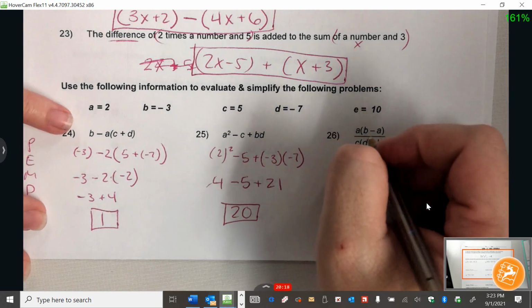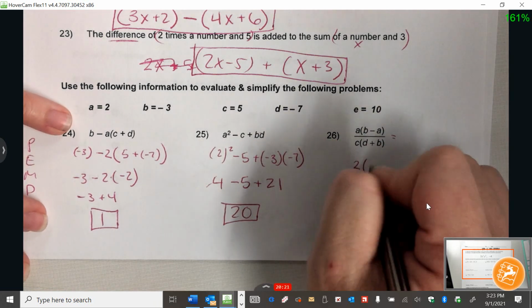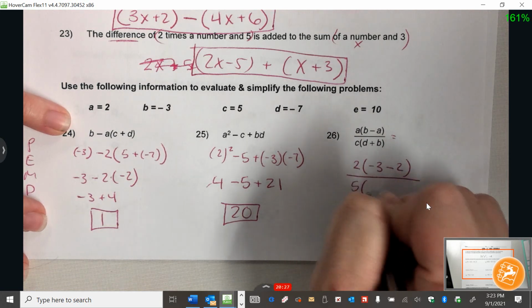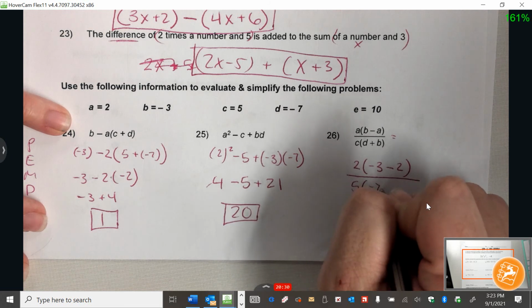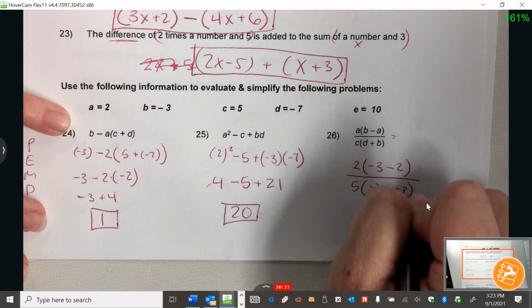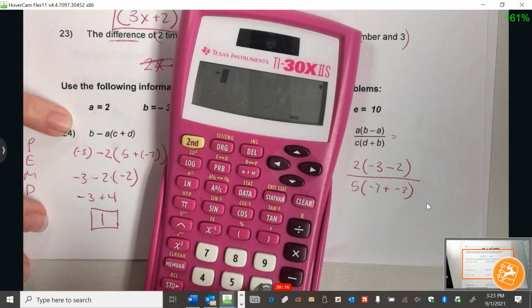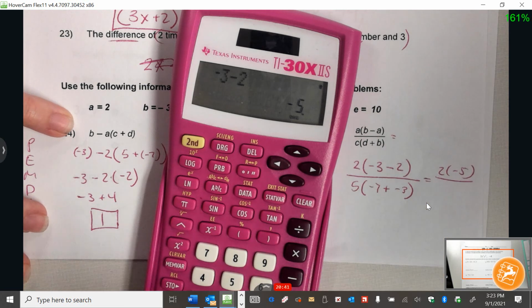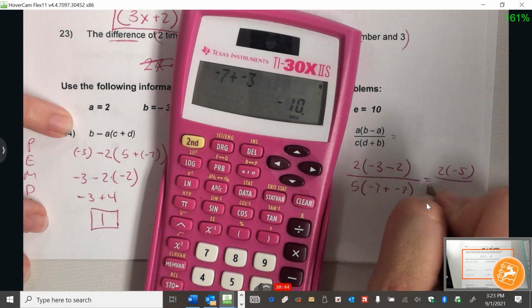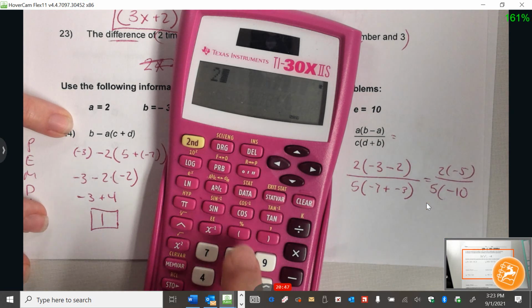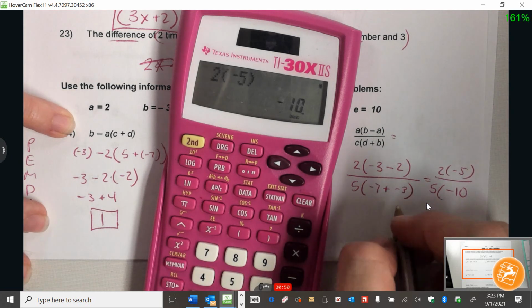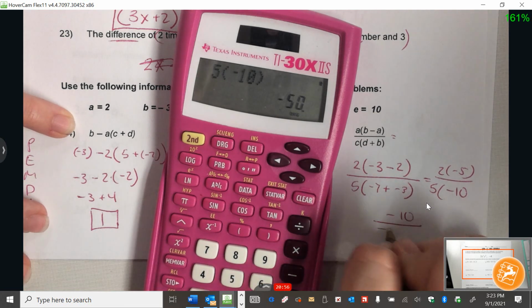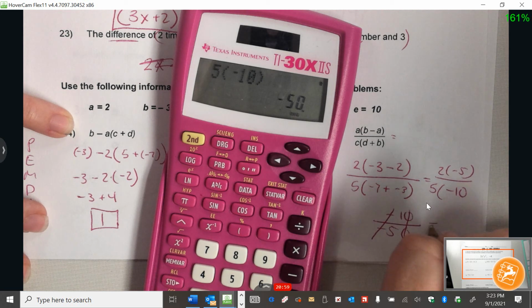Okay, here A is 2. B is negative 3, A is 2, over C is 5. D is negative 7 plus B is negative 3. So I'm going to simplify top and then bottom. So negative 3 minus 2 is negative 5 over negative 7 plus negative 3 is negative 10. 2 times negative 5 is negative 10 over 5 times negative 10 is negative 50. Well, 2 negatives makes a positive. The zeros cancel and I get 1/5.